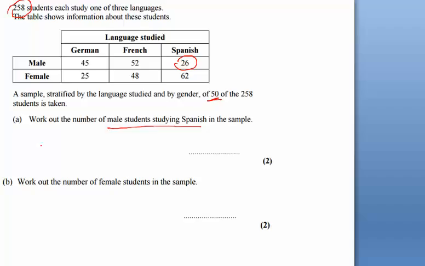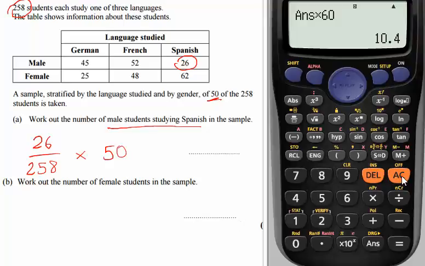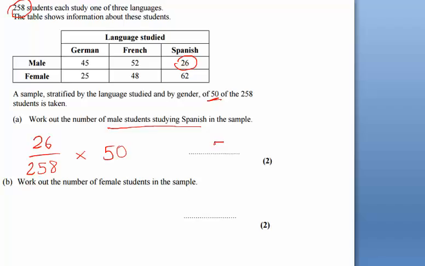So let's make the fraction 26 over 258 times by the sample size, which is 50. So that's 26 divided by 258 and times by the sample size, which is 50, which gives me 5.038759969, which would round to 5 students.